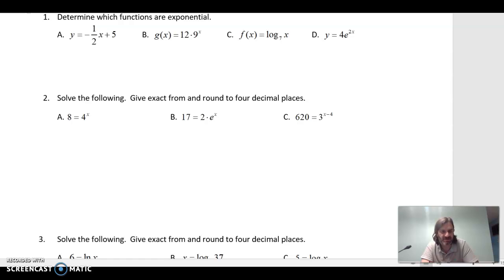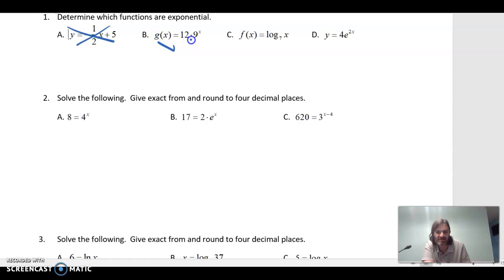Alright, some practice problems. It says determine which functions are exponential. The first one is y equals negative 1/2 x plus 5. That is not exponential, that's linear, because it is not a base raised to a power. So that is not exponential. The next one, g of x equals 12 times 9 to the x.